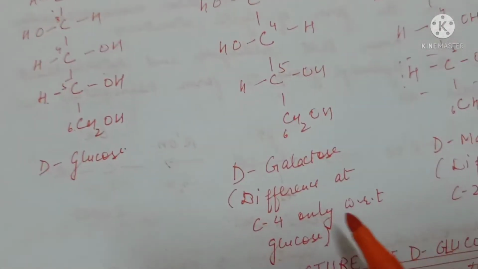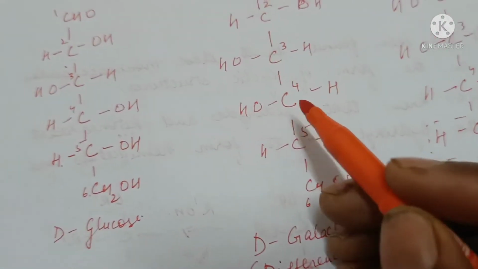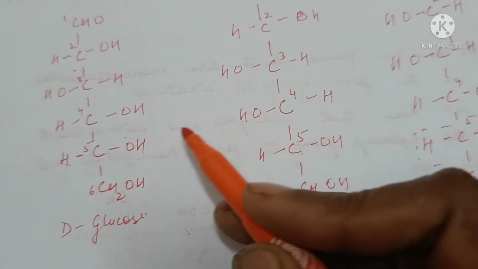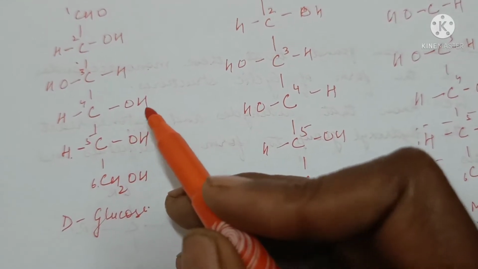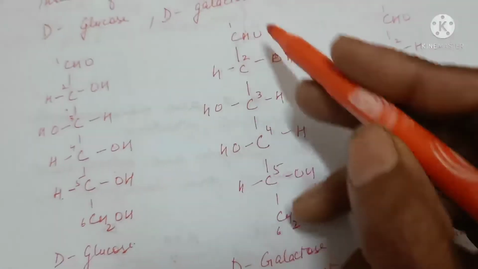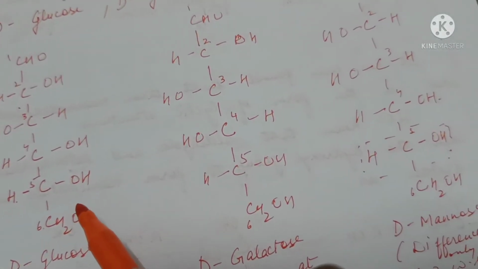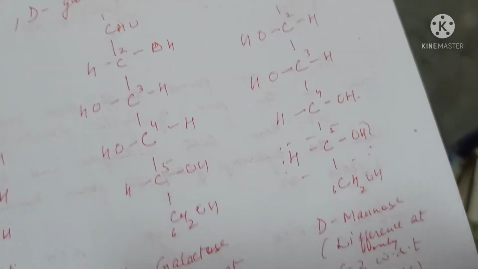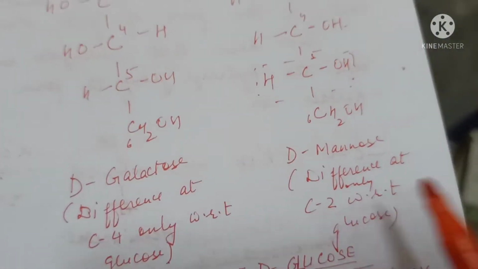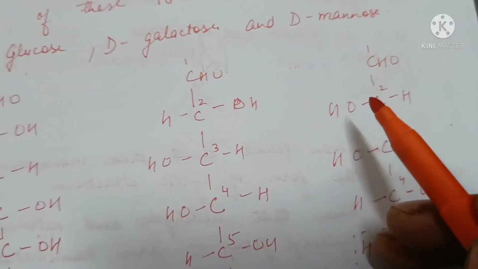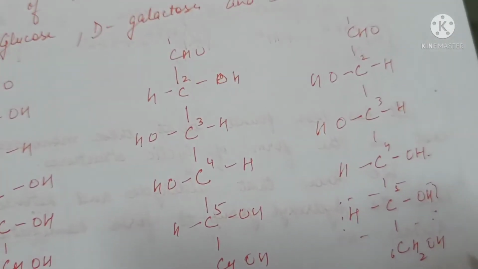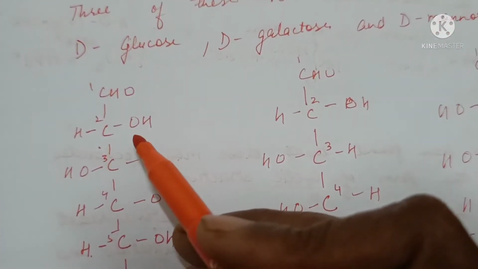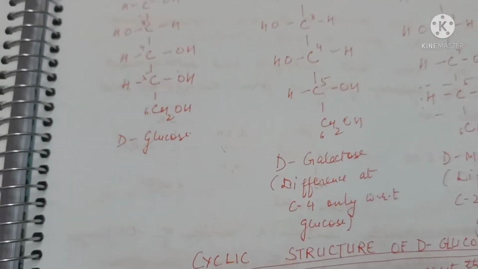The difference is at C4: the OH is on the left, whereas in D-glucose it is towards the right. The rest of the formula is the same as that of D-glucose. Similarly, in D-mannose the difference lies at the 2nd carbon atom. The OH of the 2nd carbon atom in mannose is to the left, whereas in glucose it is to the right.